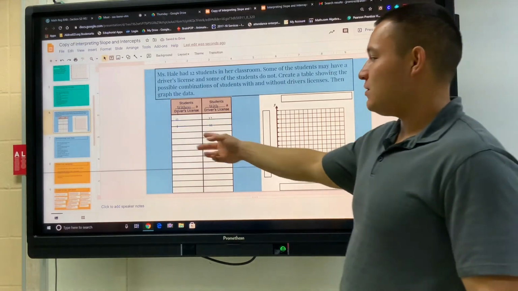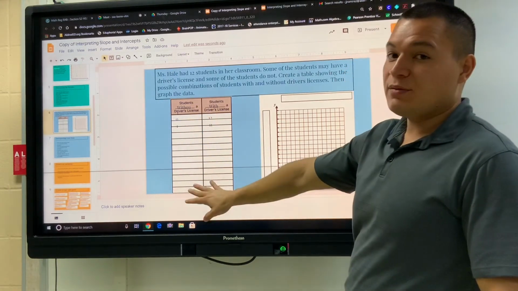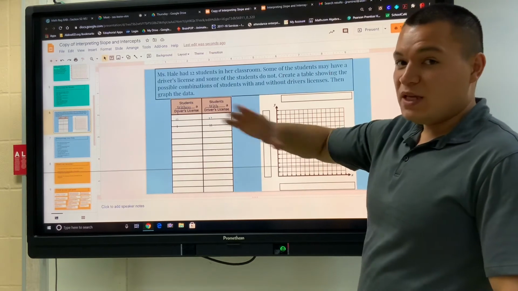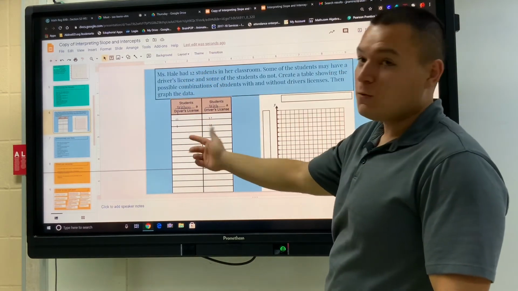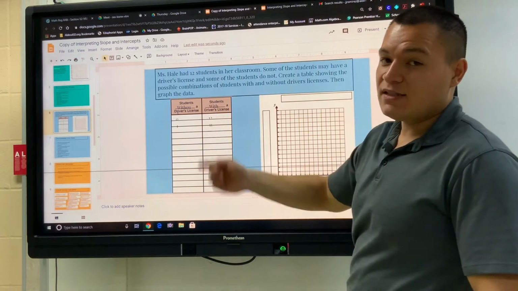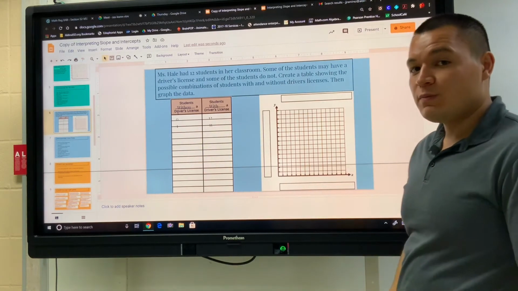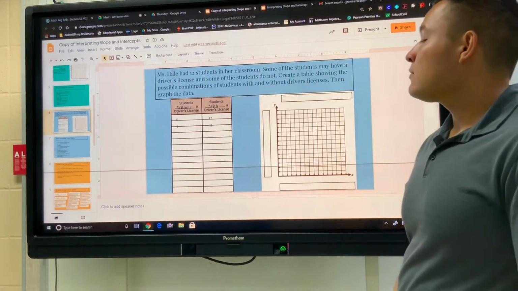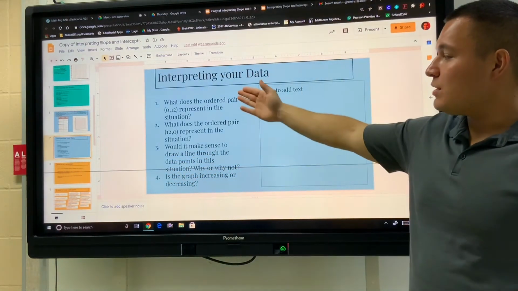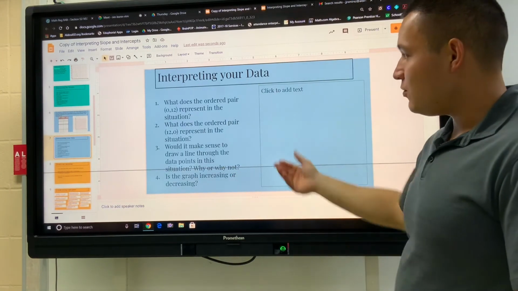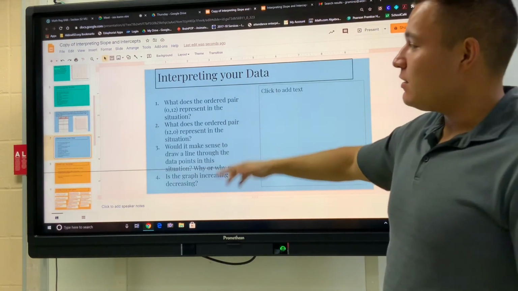And you'll just continue changing these numbers. But the big thing is there's only 12 people total. So between X and Y, the combination has to be able to add to 12 students. After that, you'll interpret what these things mean. You'll answer it the same way you did the first one we did together.